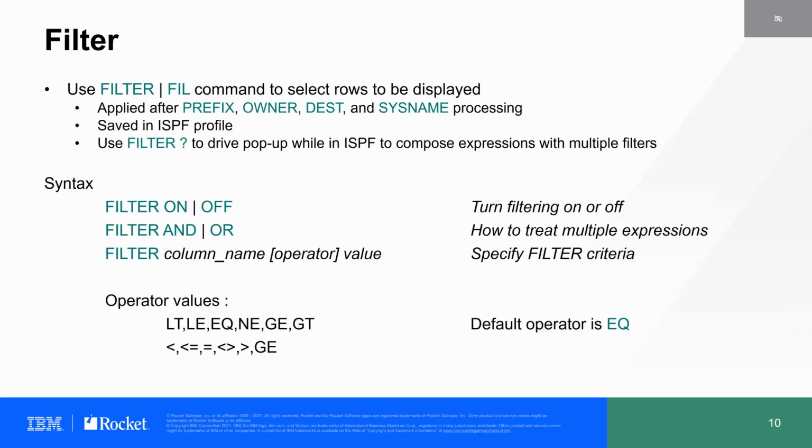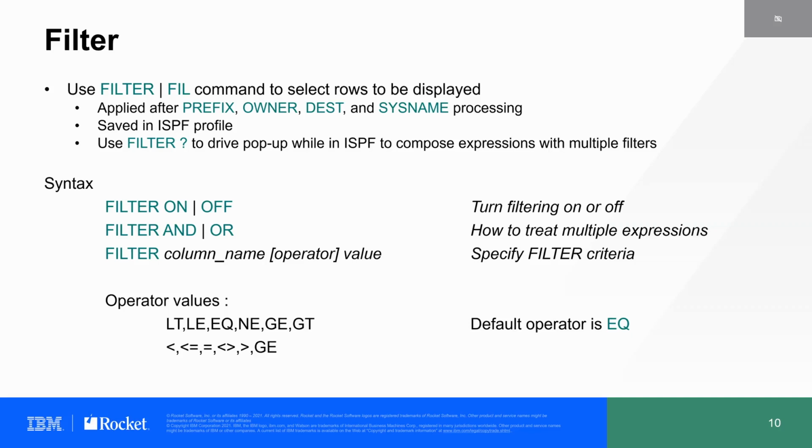Okay, filter. This is another thing that a lot of people miss, is the ability to run filters on tables. So these filter criteria that you can type in are applied after your prefix, owner, dest and system processing has occurred. And they again are saved in your ISPF profile. And again, we have a pop-up that will be displayed if you do filter asterisk question mark.